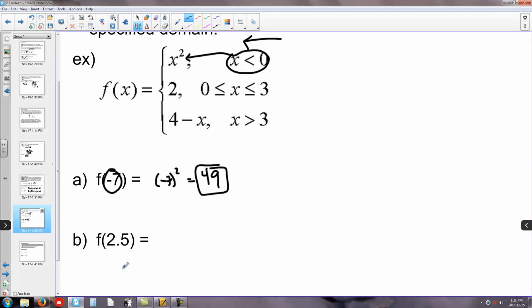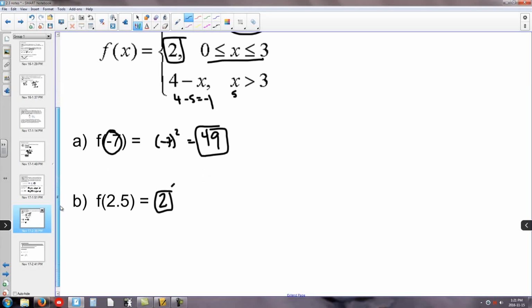Look down here, when it's 2.5, well, 2.5 is between 0 and 3, so I will use this equation. You might ask, well, where do I put the x? Where do I put the 2.5? Because there's no variable, the answer is just 2. If I had gotten something greater than 3, say for instance 5, because it's greater than 3, I would have 4 minus 5 and get negative 1. So I'm just going to read from right to left so I know which formula to use. And once I know which formula to use, I just plug it right in.